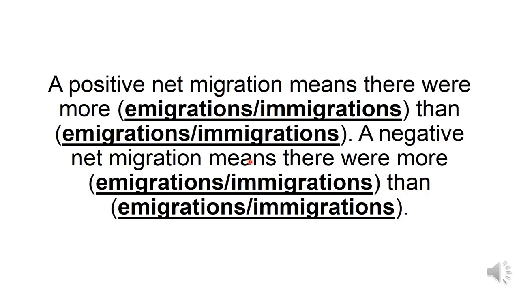A positive net migration means there were more emigrations or immigrations than emigrations or immigrations. So here we're dealing with a positive net migration. A negative net migration means that there were more emigrations or immigrations than emigrations or immigrations. So I'll just give you a moment to think and to make the proper guesses and selections.